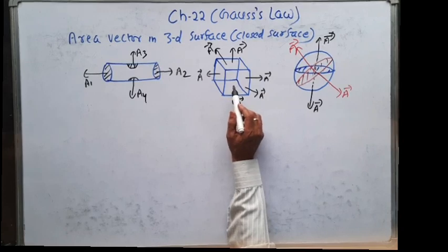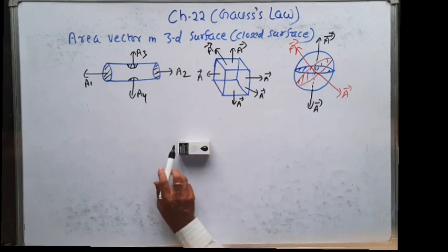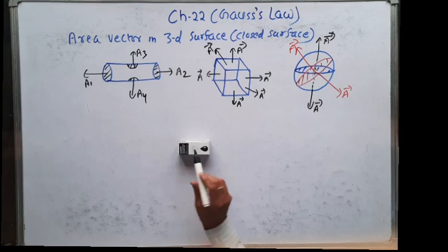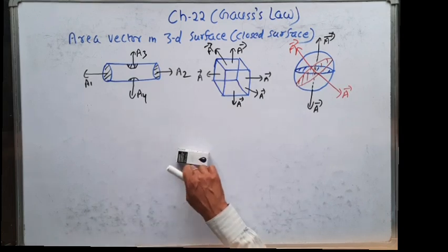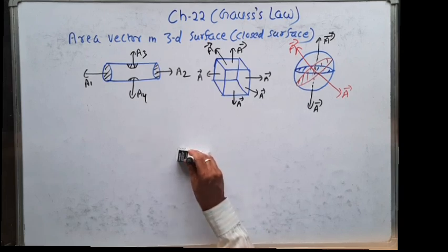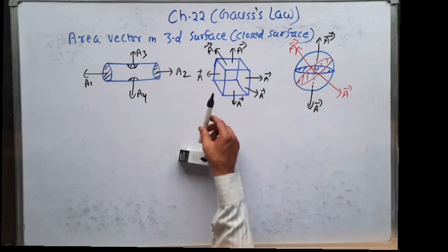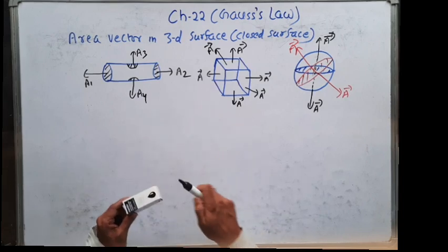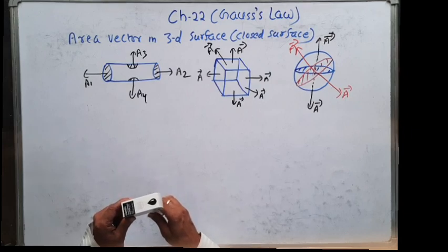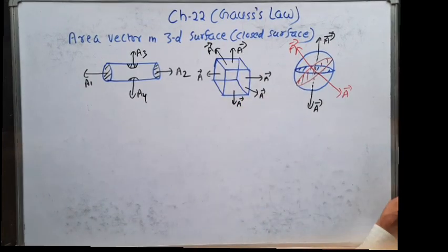Now see, let us take a cube. Let us say this is a cube. There are 6 surfaces: this surface, upper surface, bottom surface, and these side surfaces. So how many surfaces are there? 6 surfaces. The area vector is always perpendicular to the areal element. So here this is one area vector, this is another, and the bottom is also another area vector. Area vectors are always perpendicular to the surface and outward.